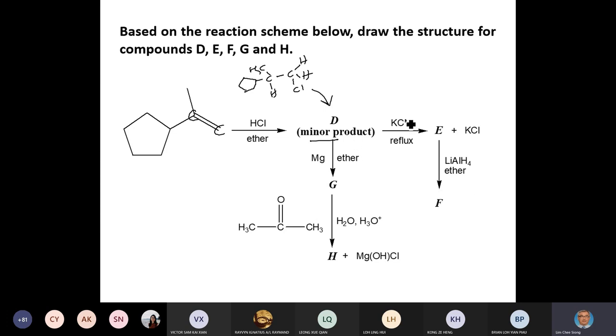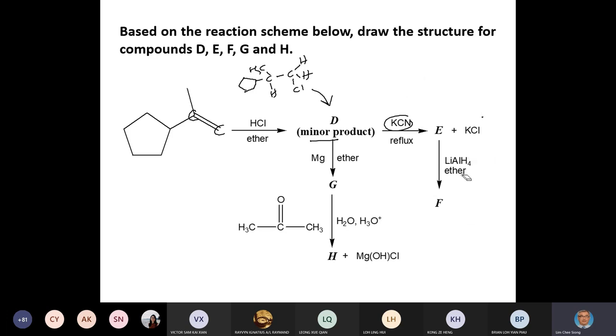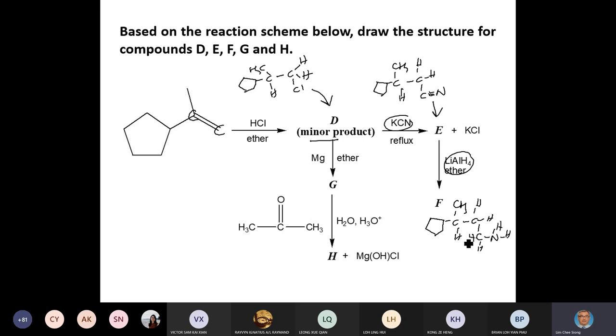Then afterwards, using the KCN, you are able to form E with the chemical structure like this. What did I draw here? Then afterwards, E done, you have to go for the lithium aluminium hydride, which is very powerful. So you can form the amine compound, with H, H, and H. Get it? Then this compound goes for the magnesium to form G. G refers to the Grignard reagent.